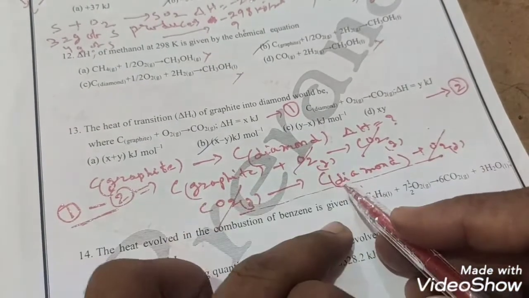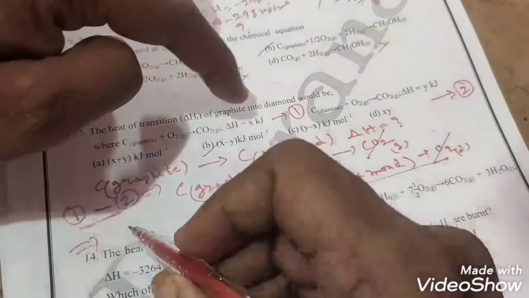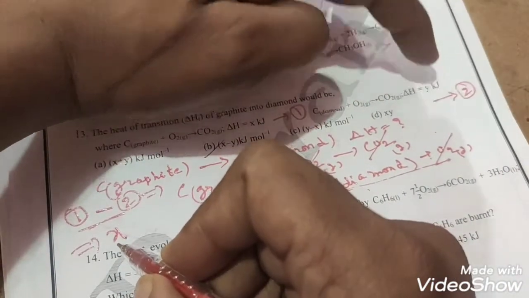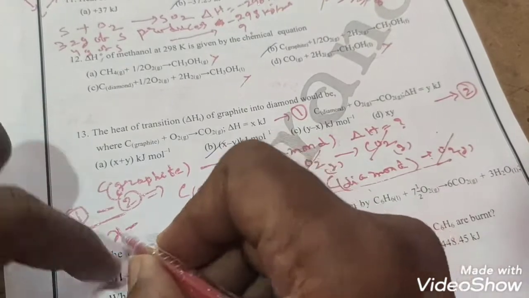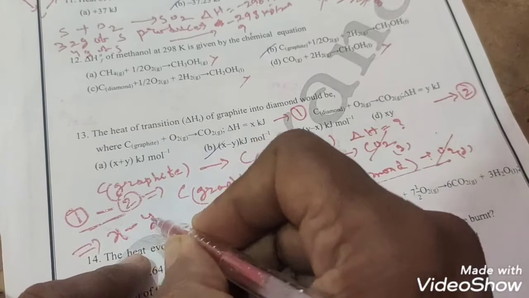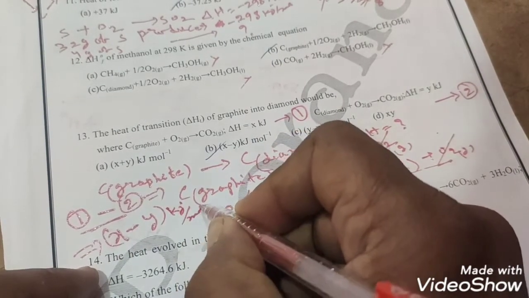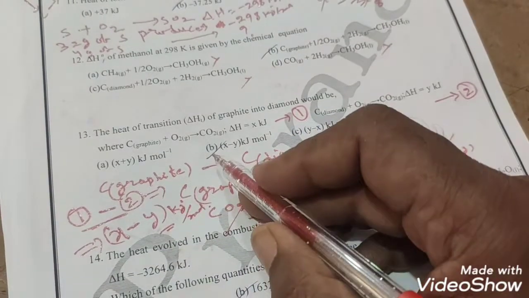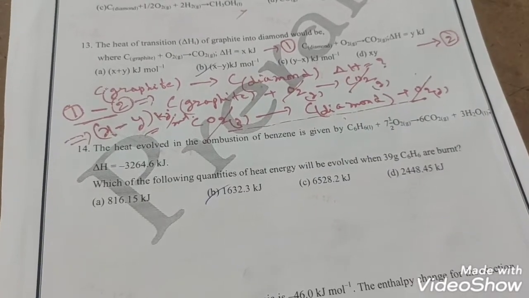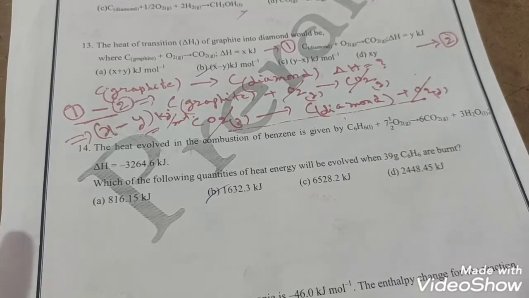Not only the equation, even the values we have to treat like that. So 1 minus 2. The first value is X kilojoule. The second value is Y kilojoule. The symbol between the first and second equation is minus. So X minus Y kilojoule per mole is the correct answer. So that's why option B is correct, students. I hope everybody understood this. So the next question we will see now.